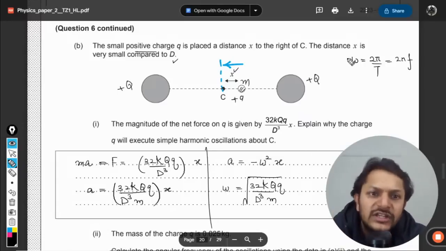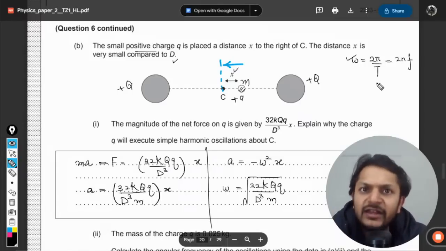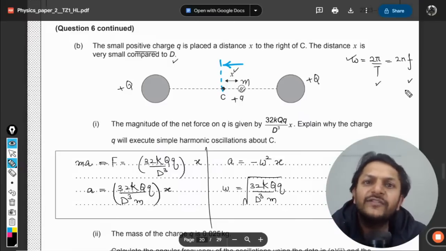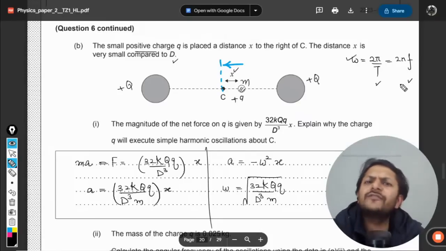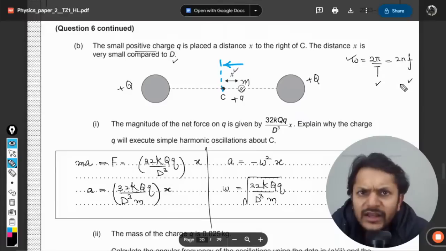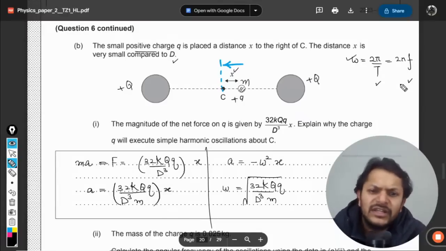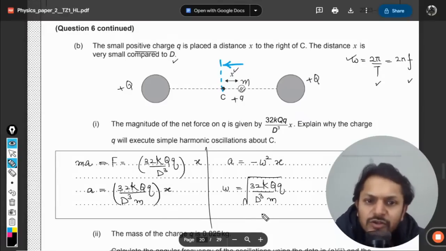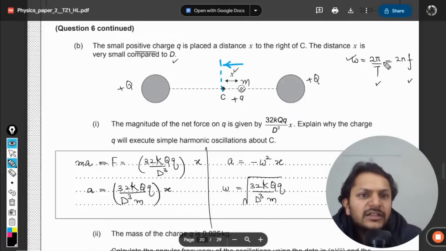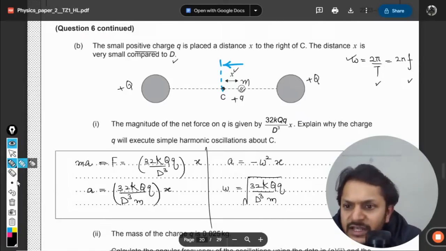So if you know the omega, you can find the time period for the oscillation, and also you can find the frequency of the motion of the charged particle. Accordingly, you can find what they are asking you in the question, whether they're asking capital T or the f. So this is what you have to do. So this is the omega, time period, and frequency.